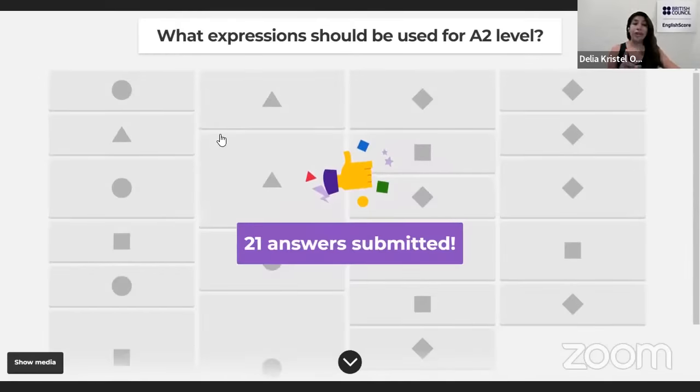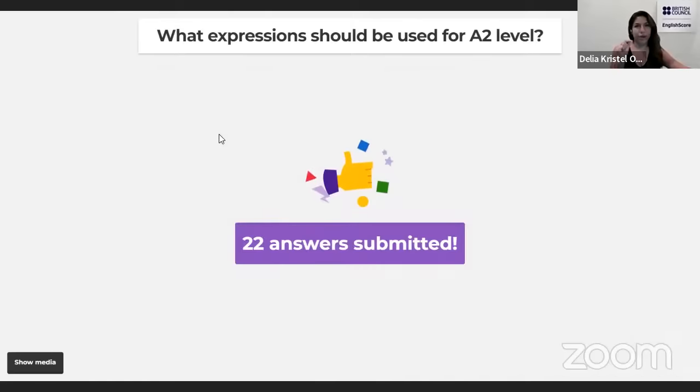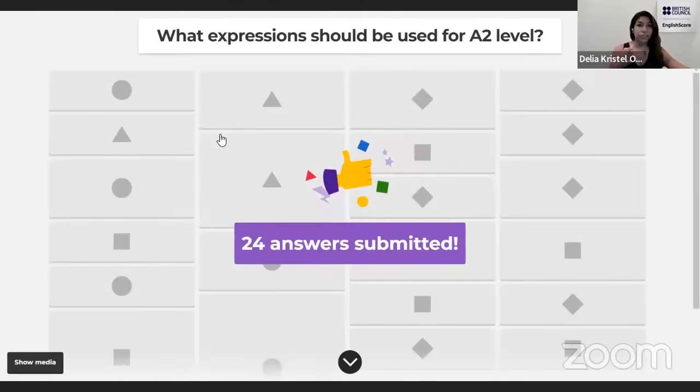Okay, some people are sharing the language functions for the A2 level. Remember that that is why the booklet is going to be very beneficial for your pedagogical practice. The booklet categorizes the information: if it's a language function, an expression, a connector, or grammar. So it's going to be very easy for you to design your learning experience or lesson plan, because you will have all the categories well defined.